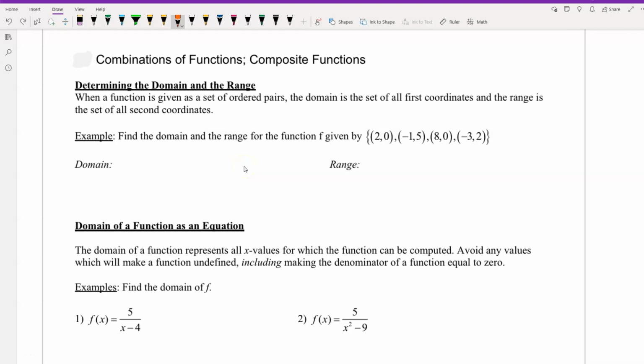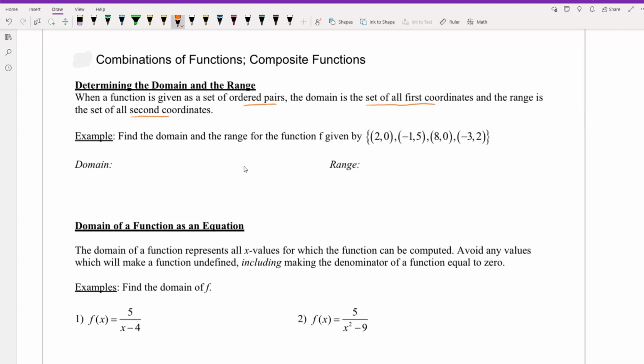Here in this section, we have combinations of functions, composite functions. So the first part is about domain and range. When a function is given as a set of ordered pairs, the domain is the set of all first coordinates, and range is the set of all second coordinates.